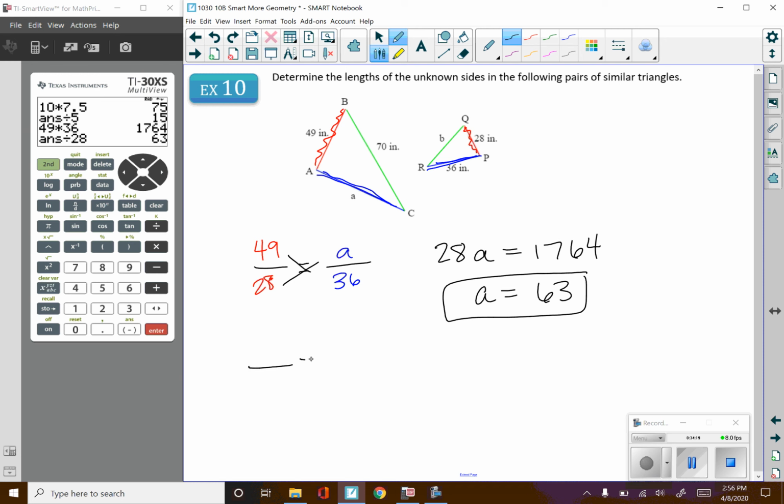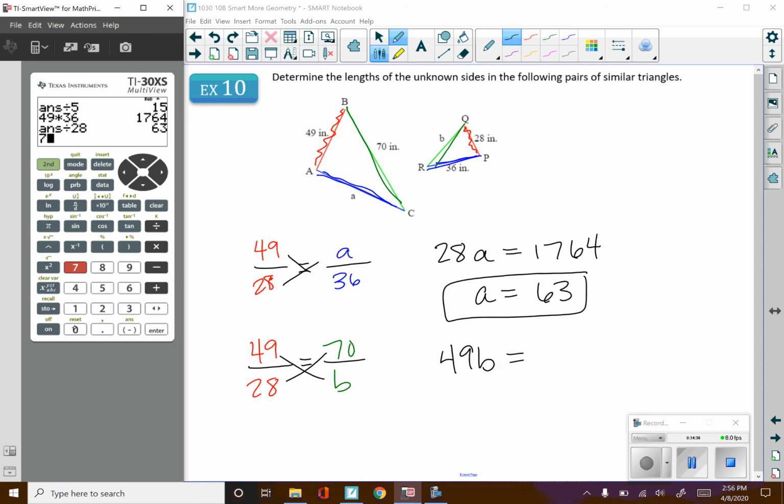And another setup for the green side. So 49 over 28 equals 70 over B. So if we cross multiply that, we get 49B is equal to 70 times 28 is 1960. And then we would just divide by 49 to get that B is 40.